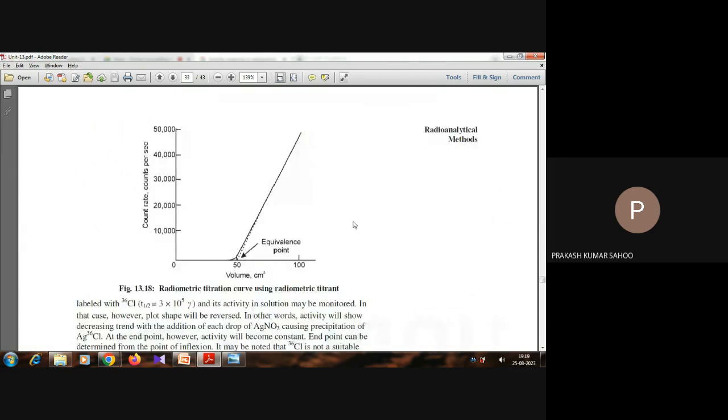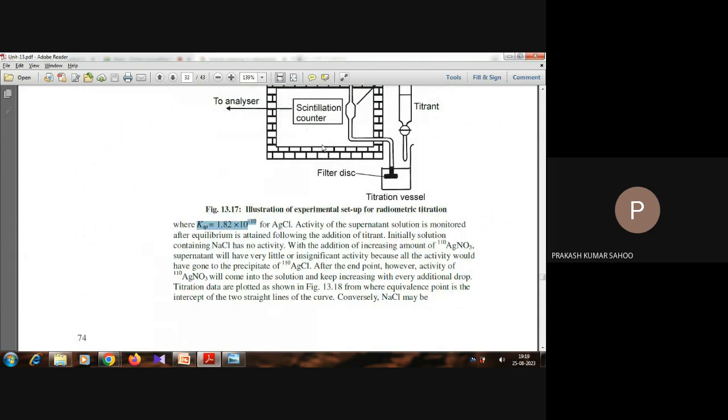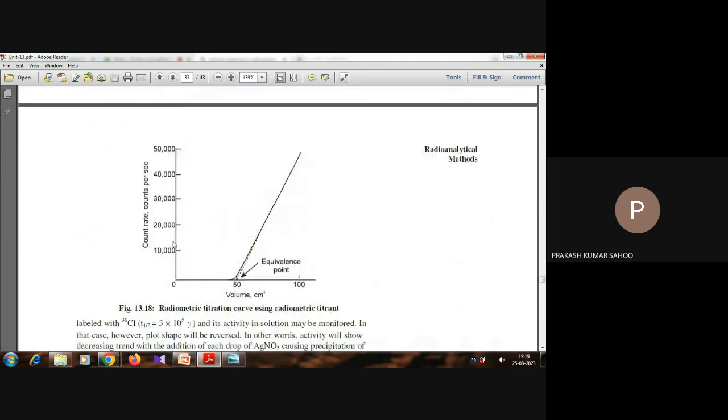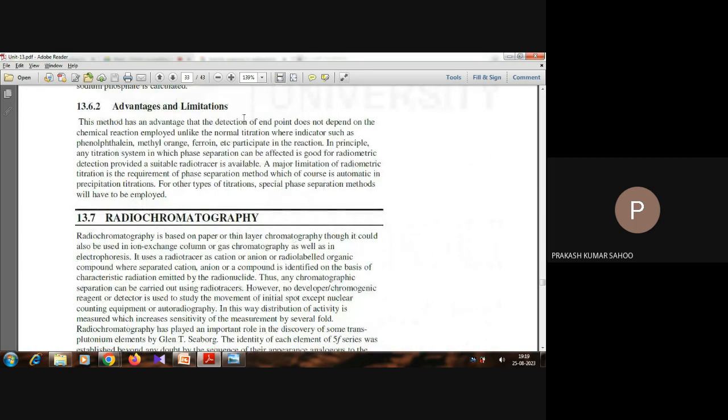So this is the plot of the counter rate from this instrument. Okay, radioactive titration experimental setup. From this, we will be able to know the counter rate, that is counts per second, with the volume of sodium chloride added. We have the slope like this. So this will be the equivalence point or endpoint. So some limitations and advantages are there.